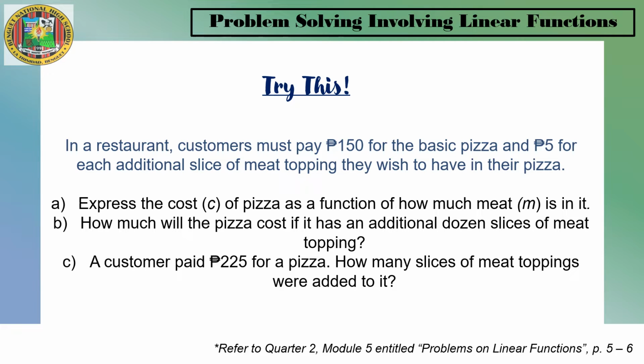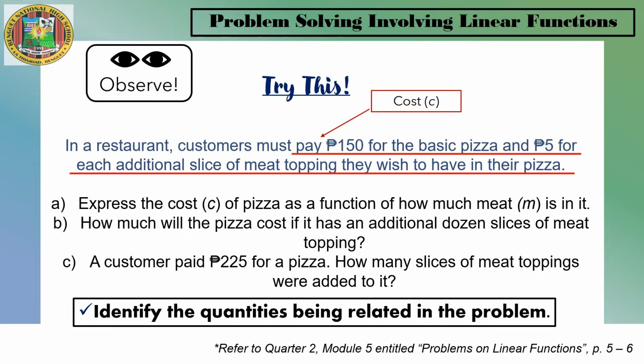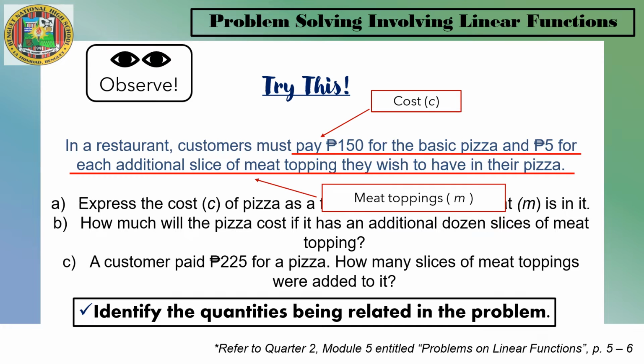To answer the questions, we observe the situation and identify the quantities that are related in the problem. In this case, we can see that the cost of pizza is involved in relation to the number of slices of meat toppings on the pizza.